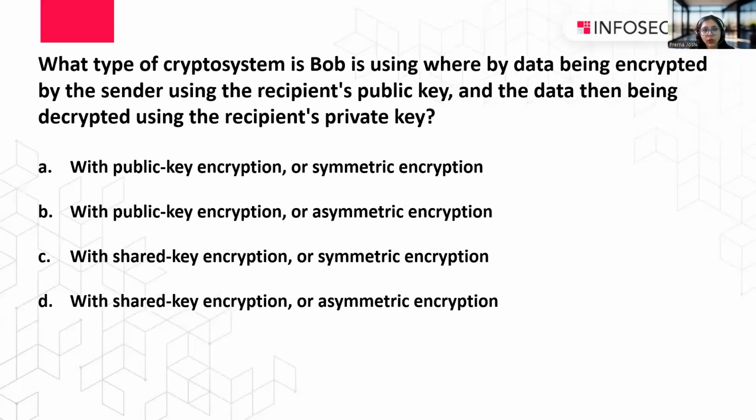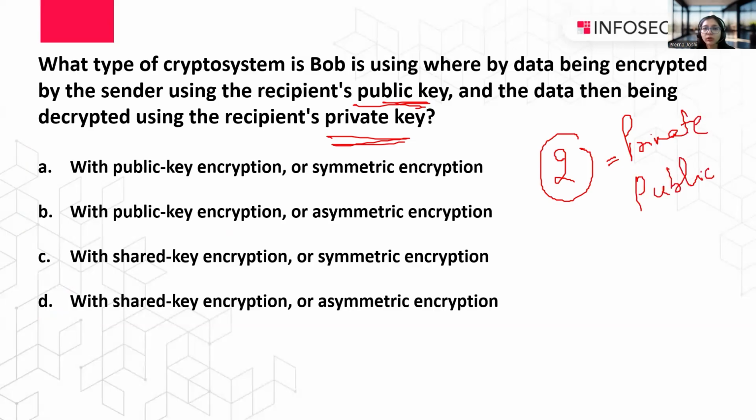Now let's move to the next question, which says, what type of crypto system is Bob using, whereby data is encrypted by the sender using the recipient's public key and then decrypted using the recipient's private key? Here we are talking about two keys, a public key and a private key, which means asymmetric encryption, right? We have two options, B and D, where asymmetric encryption is mentioned. It is not symmetric encryption because we are using two keys, so obviously A and C are cut. We have B and D. Public key encryption is another name for asymmetric encryption. So option B is the correct answer, public key encryption or asymmetric encryption.